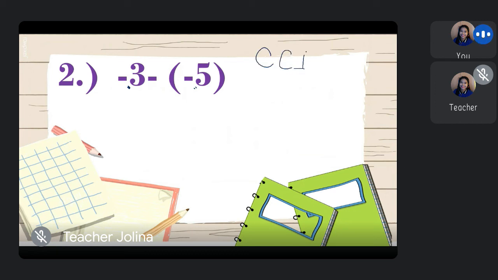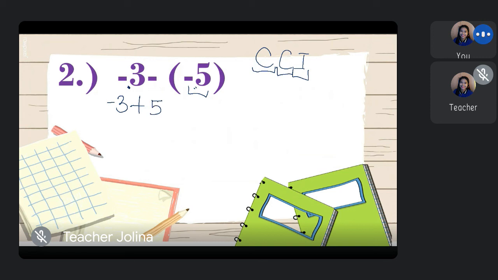So yung first C, it means copy the first integer which is negative 3. Pangalawang C, it means change the operation into addition. And then I, inverse, meaning kabaliktaran ni negative 5. Ano bang kabaliktaran niya? Ang inverse po ng mga negative number is a positive number.